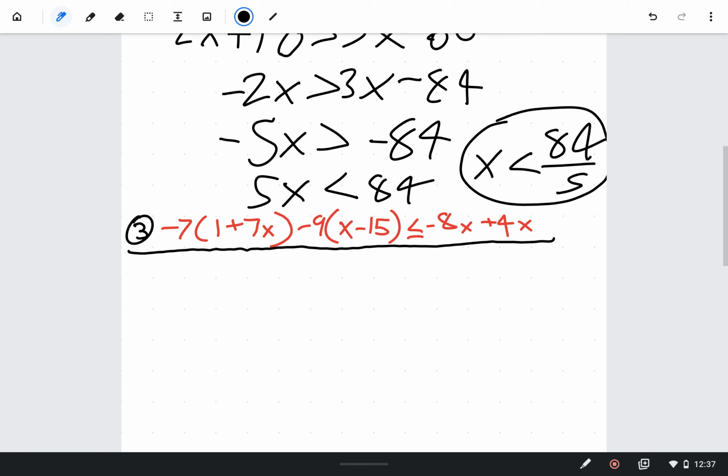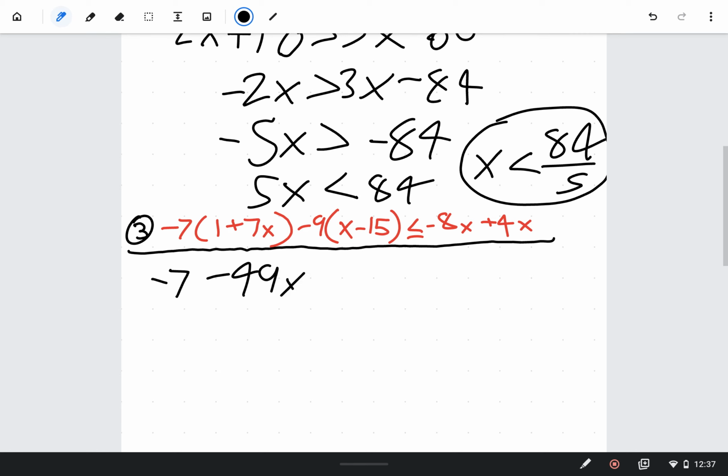Okay, let's solve this problem. Again, let's follow the steps from before. We have to first distribute whatever's possible. So the first two parentheses can be distributed. So here in the first one, negative 7 will be distributed to 1 and 7x, which would give us negative 7 minus 49x.